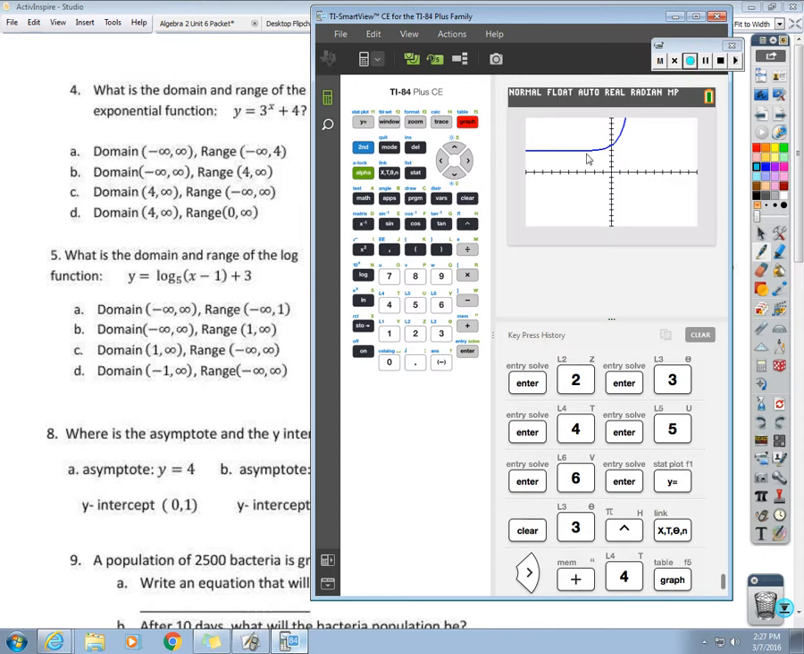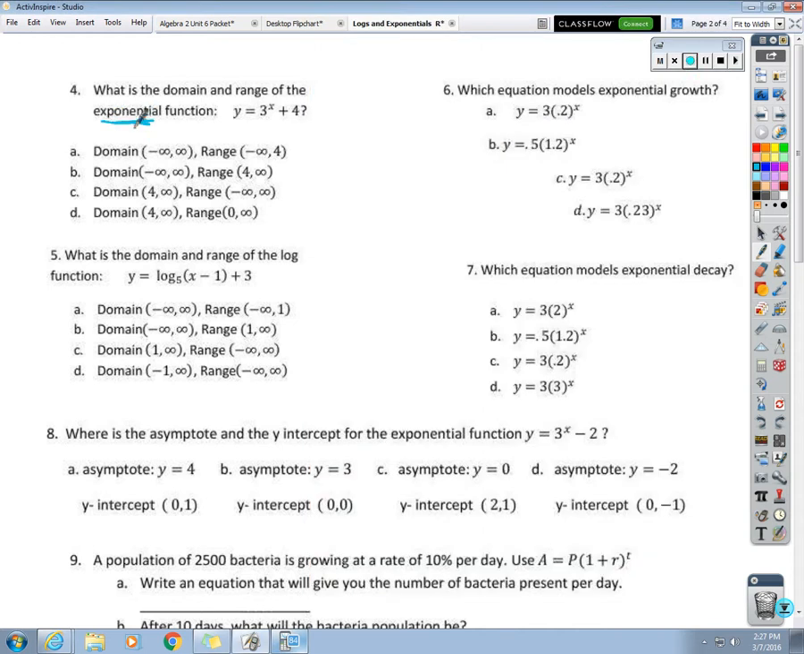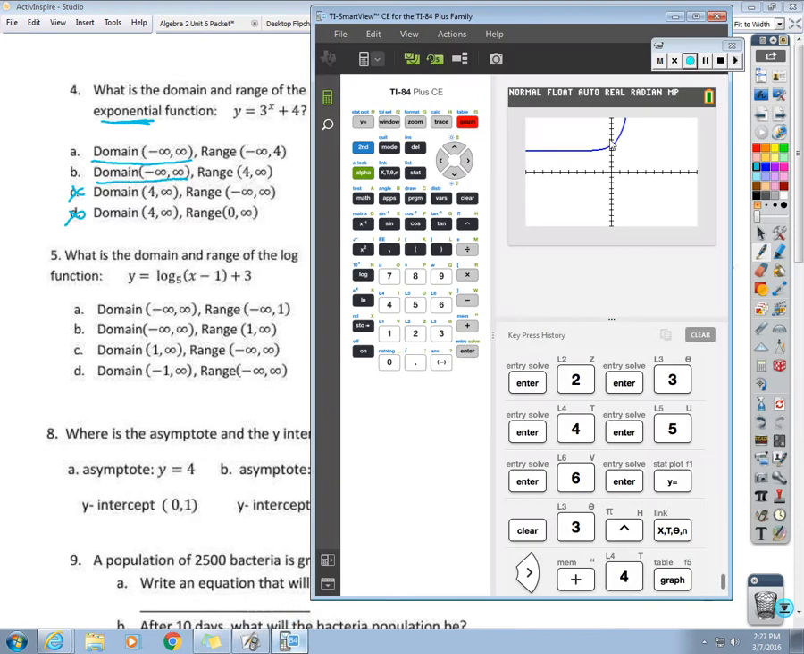Remember, this curve goes left forever, and as it goes up, isn't it also going right forever? All exponential functions have a domain of all real numbers. So C and D were out because I knew the domain had to be all real numbers because it's exponential. Now the range is affected by the asymptote, which is at 4. So how far down will this curve go? 4. How high can it go? Forever, so that would be B.